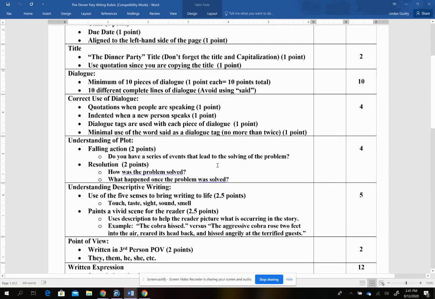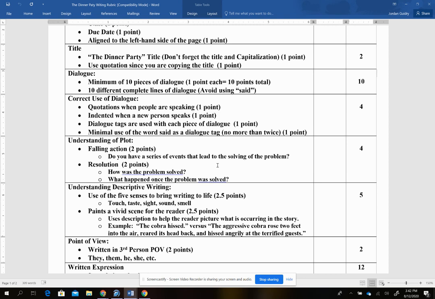Understanding of plot. So do you understand the concept of plot in the story? Did you complete the following action, which is 2 points? So do you have a series of events that lead to the solving of the problem? So think about, we're leaving off with the climax. At this point, our protagonist, the naturalist, discovers that there is a cobra under the table. How or what is going to happen next? So how is he going to get rid of the cobra? How is he going to maybe keep the guests calm? Or what is he going to do to get the cobra out of the bungalow?